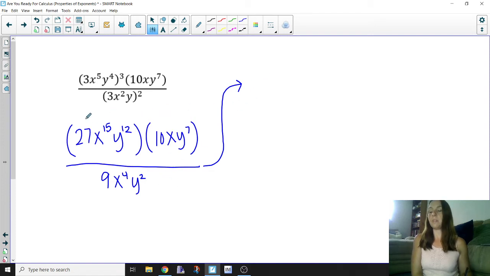Okay, so now what I'm doing is I'm multiplying the coefficients of 27 and 10. Multiplying 27 times 10 is 270, right? But now what you're going to do with the powers on the variables is add them. This is your product property again. Okay, so 15 plus 1, remember there's a 1 right here on this x. 15 plus 1 is 16, so I have x to the 16th power.